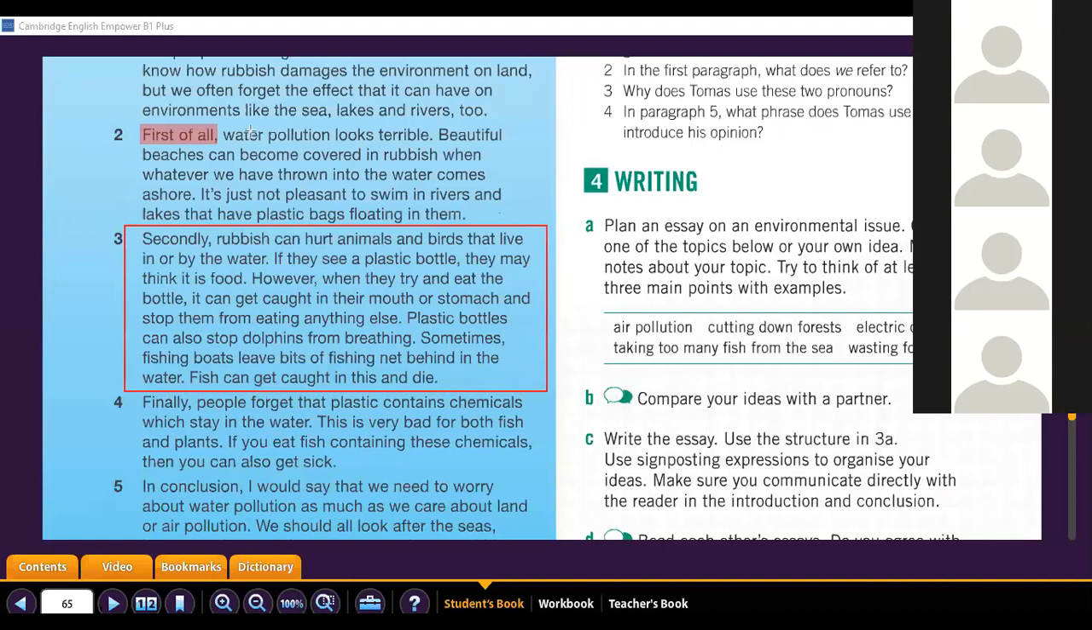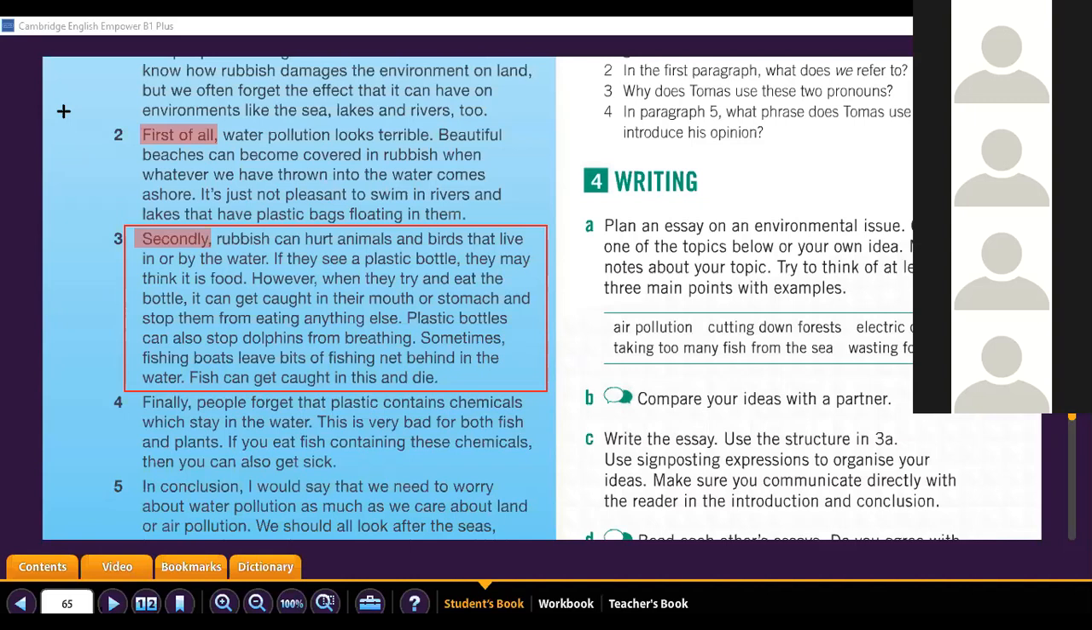Yes, teacher. Secondly, rubbish can hurt animals and birds that live in or by the water. If they see a plastic bottle, they may think it is food. However, when they try and eat the bottle, it can get caught in their mouth or stomach and stop them from eating anything else. Plastic bottles can also stop the dolphin from breathing.